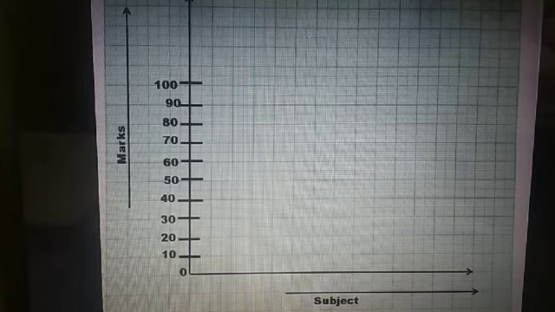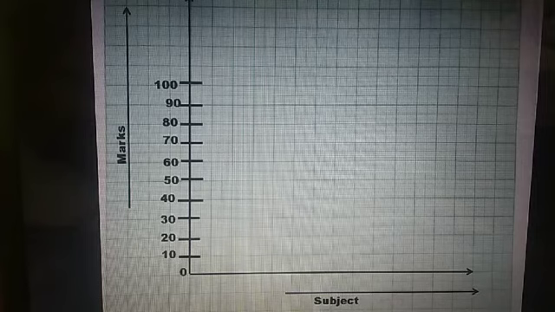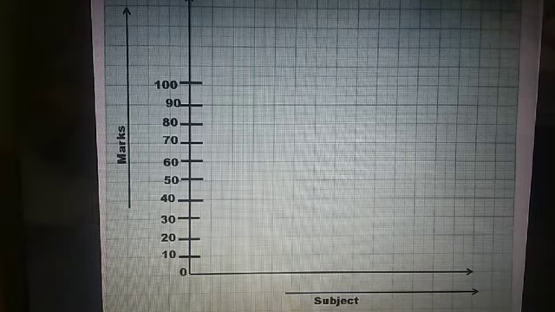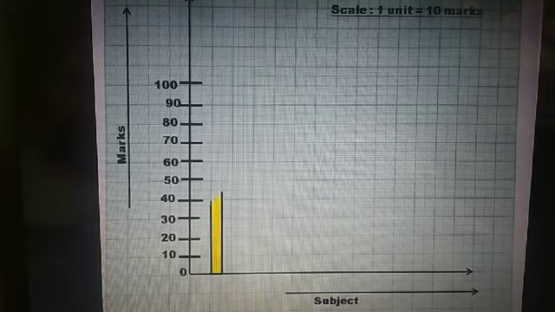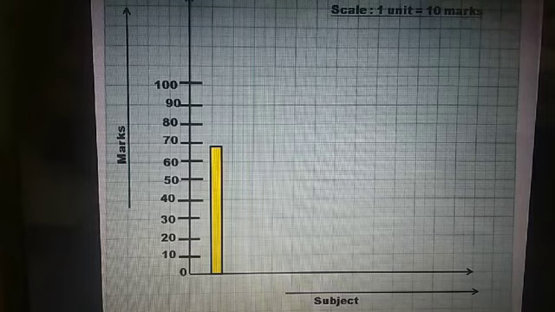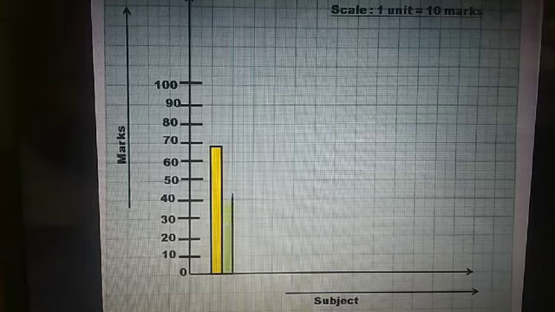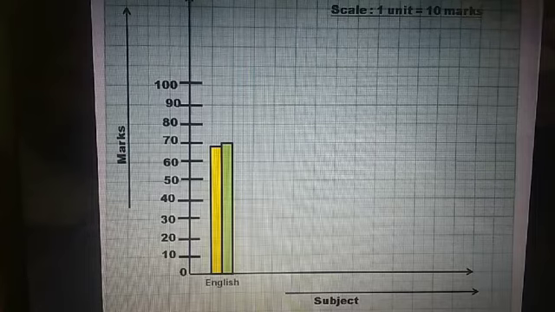Yes, the very first reading is 67. 67 means you will count after 60. You will count 1, 2, 3 till 7 and you will make a bar till the 7th line after 60. Here too the scale is of 10. Now, the next one is 70 on the same column. Yes, it's very easy. You have to move till 70. And you will label this one as English.